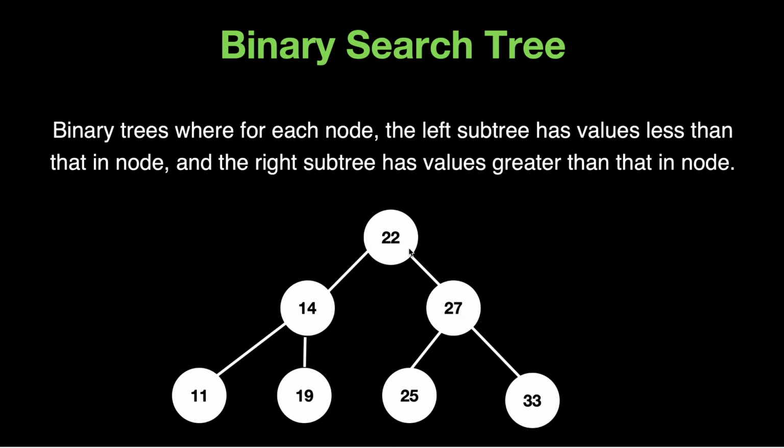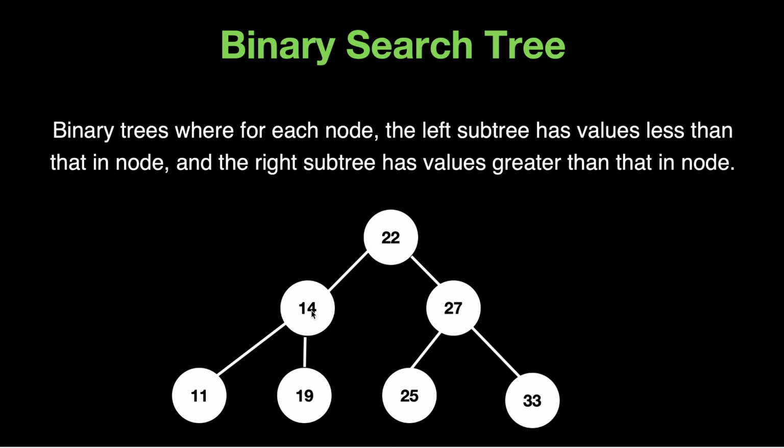For example, let us see this tree right here. The 22 is the root node, right? So on the left side of 22, this part, there should be values only less than 22. Yeah, 14 is less than 22, 11 is less than 22, 19 is less than 22. And on the right side of this node, this part, there should be values only greater than 22. 27, 25 and 33 all are greater than 22, right? So yeah, 22 is the root node. The left side of that node should only contain the values less than 22. The right side should contain only the values that are greater than 22.